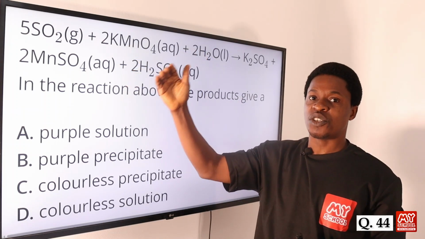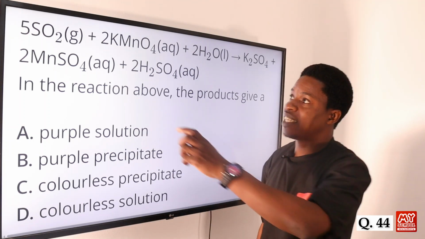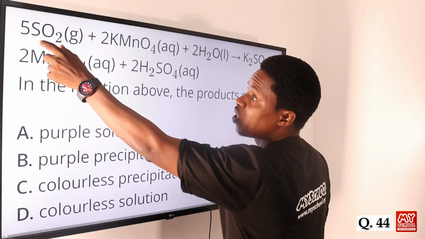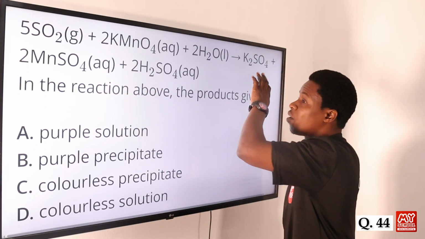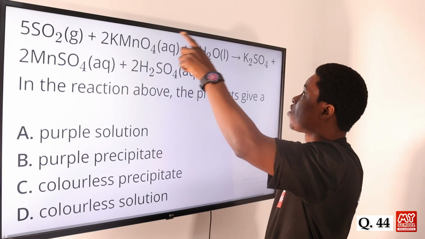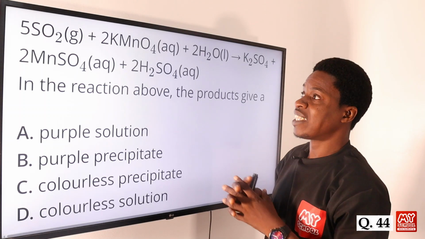Once it is reduced to manganese ion, it becomes what? Colorless. And again, this one, the reducing agent now, will undergo oxidation from here to what we have here as the sulfate. It is going from sulfur 4 oxide to become what? Sulfate, which is positive. So there's an oxidation that takes place at that point.